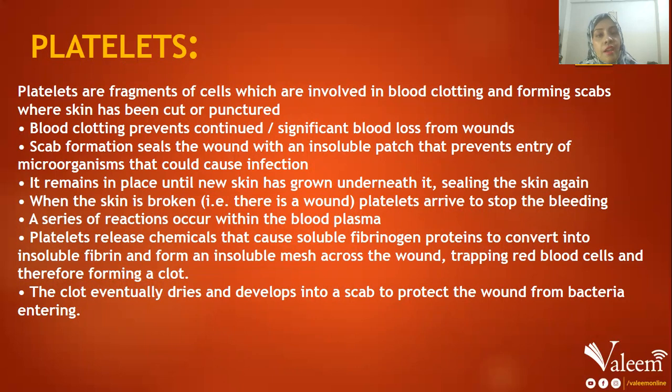And you know what is the name of that chemical which is produced by platelets? That is thrombin. Thrombin is the chemical produced by platelets which converts soluble fibrinogen into fibrin, and this fibrin forms an insoluble mesh across the wound, trapping the red blood cells before forming a clot. So therefore the clot will form. The clot eventually dries and develops into a scab and protects the wound from bacteria entering.